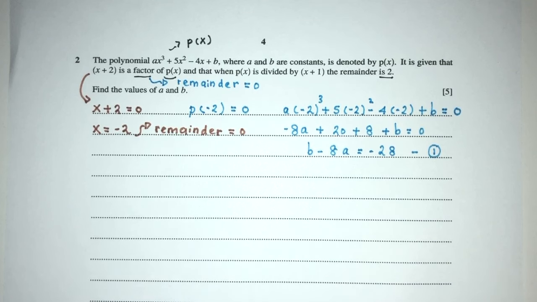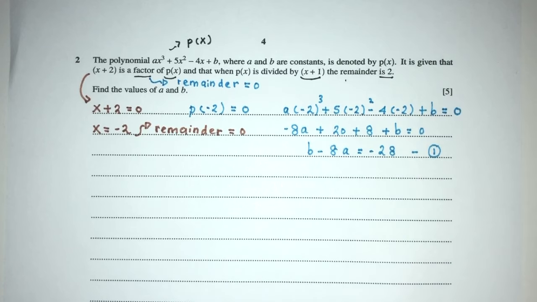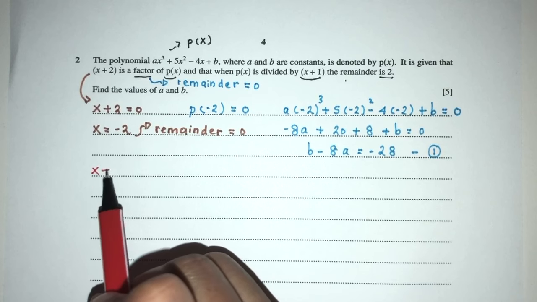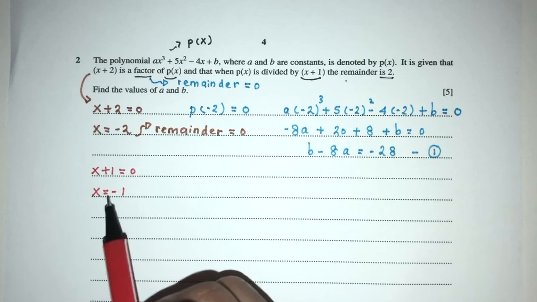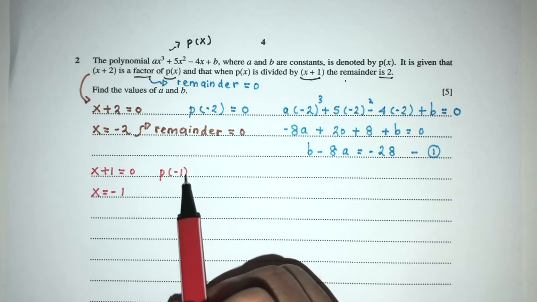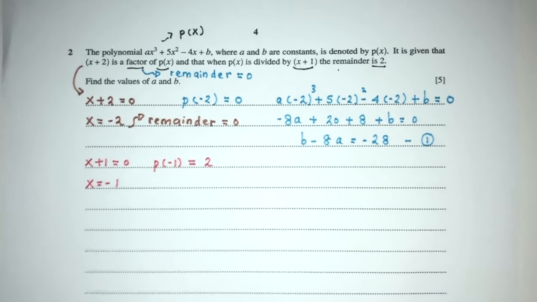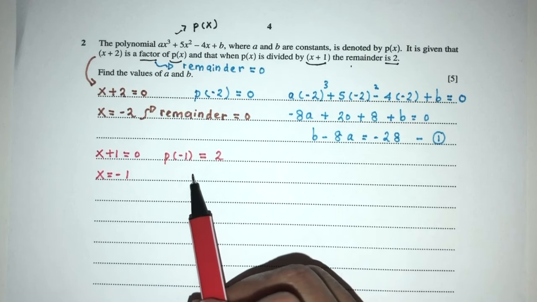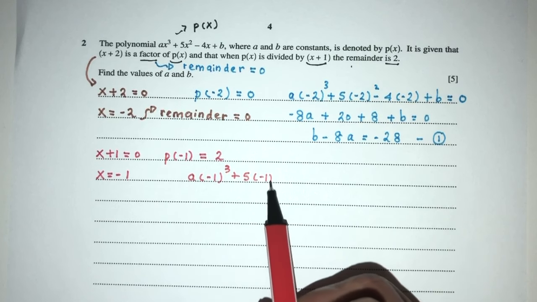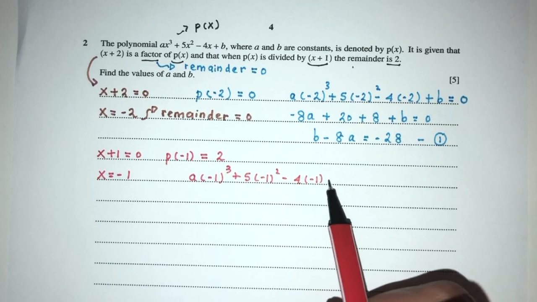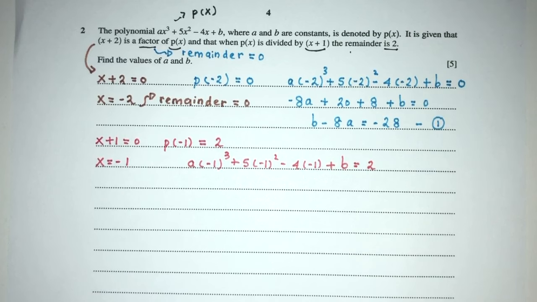Now let's move on to equation number 2. When p of x is divided by this one, it has a remainder of 2. So it means that x plus 1 has to equate to 0, so x has to be minus 1, right? So when p of x takes in the value of minus 1, the remainder is 2 by the remainder theorem. Now same steps, we just replace this back in the main equation. That will be minus 1 cubed plus 5 times minus 1 squared minus 4 times minus 1 plus b, which has to give you 2 for this one. This is also given to you by the question, so nothing magic here.